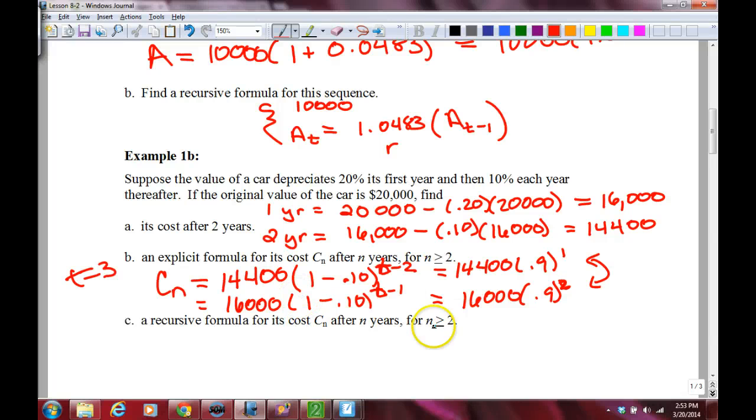Okay, so our recursive formula here is going to be the following. If you're going to start with year 1, our first one's going to be 16,000, correct? Okay, and then it's going to be C sub n equals C sub n minus 1 times what? Not 0.1, but it's 1 minus 0.1, so 0.9, yep. Okay, no exponent n, just that, because it's recursive. That's it. Okay?